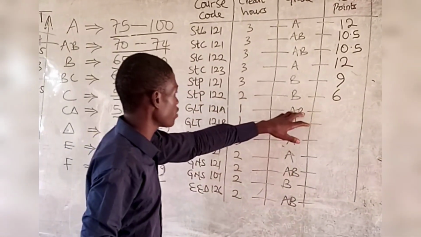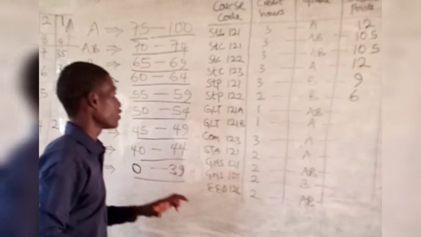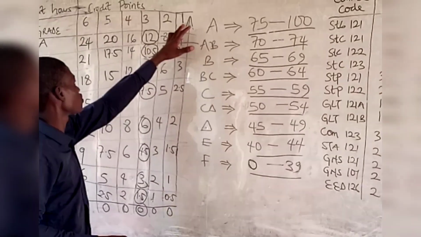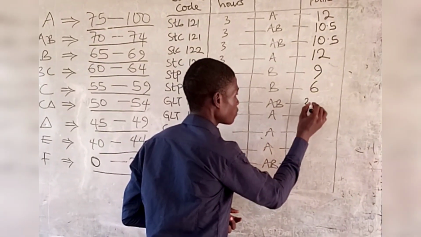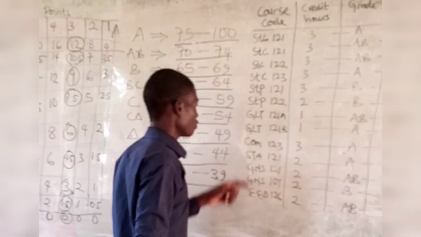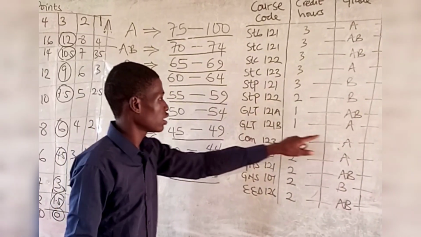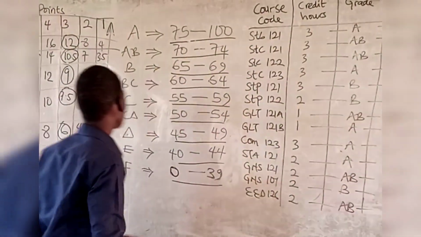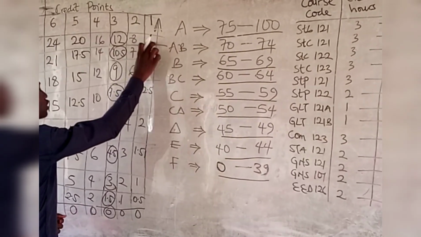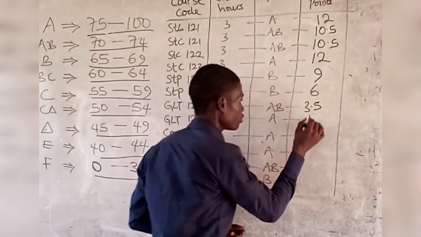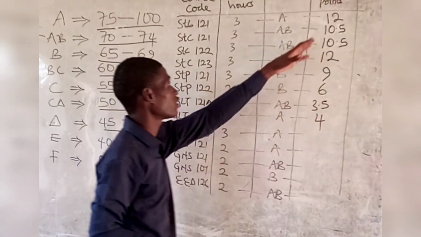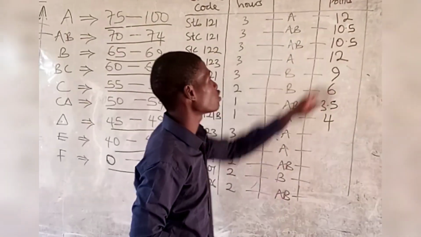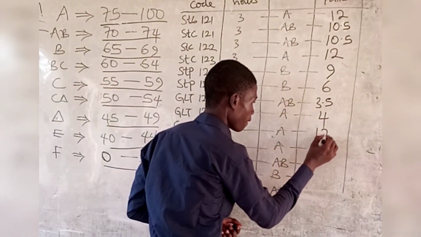So the student made AB for GLT121A. So I'm going to check from our chart. 1 credit unit AB is 3.5. So I'm going to input it here under our credit points, 3.5. So this is also 1 credit unit, and the student made an A grade. So I'm going to check our chart. That's 4. So I'm going to input it here. Then the next course is also a 3 credit unit, and the student made an A. So if you can recall from this, that's a credit point of 12. So I'm going to put it in here.